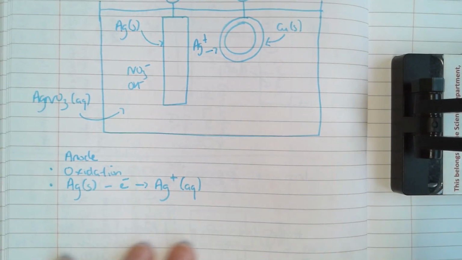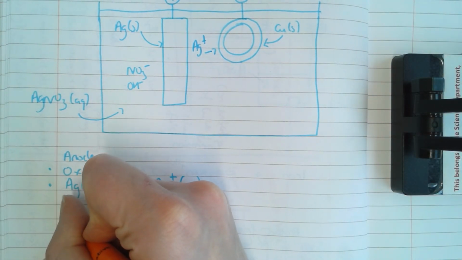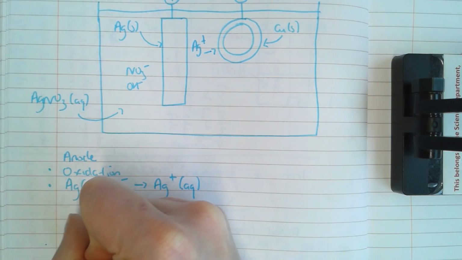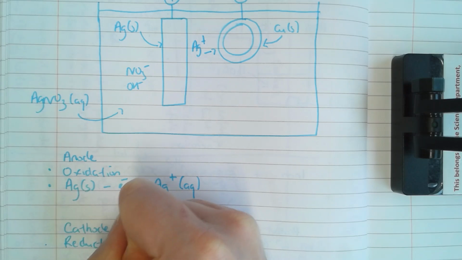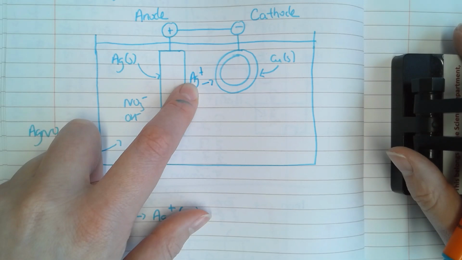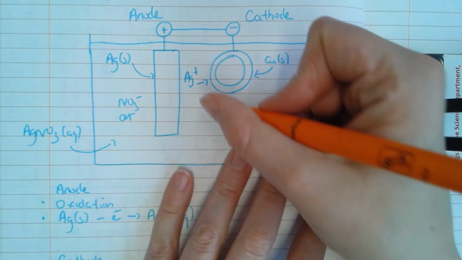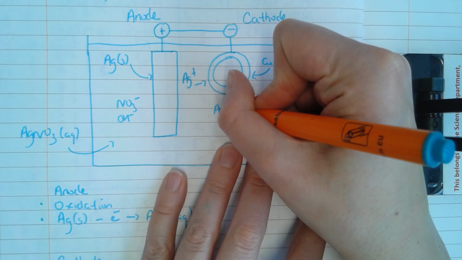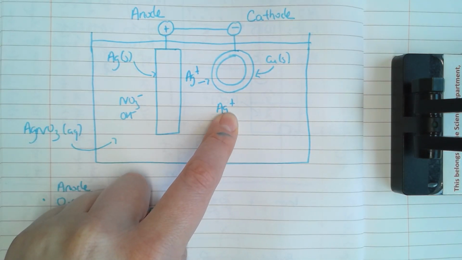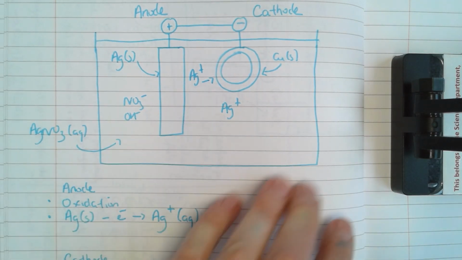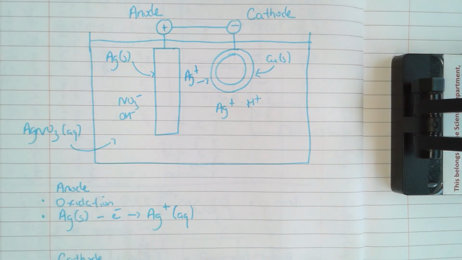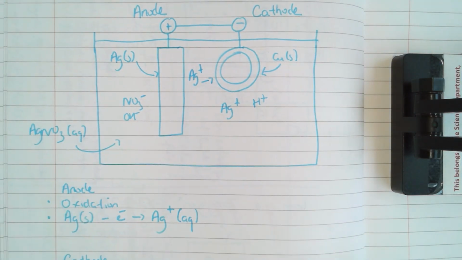If we have a look at what's happening at the cathode, we know that if anode is oxidation, cathode is reduction. So let's have a look at what we've got at the cathode. Well, we're making silver ions. From the electrolyte we already had silver ions, so I've got some Ag plus from the anode, some Ag plus from the electrolyte. Also, because it's aqueous, I'm going to have some H plus. And all of these are coming over here to the cathode. And at the cathode, I've also got copper.